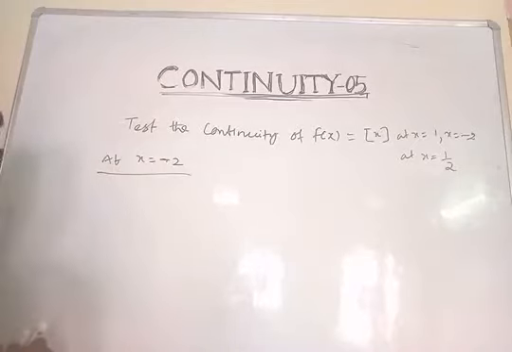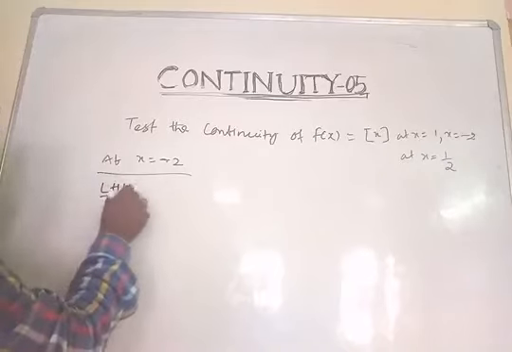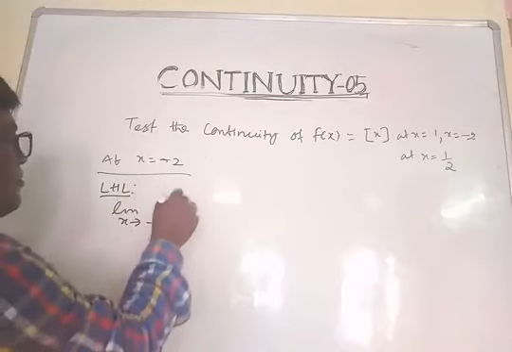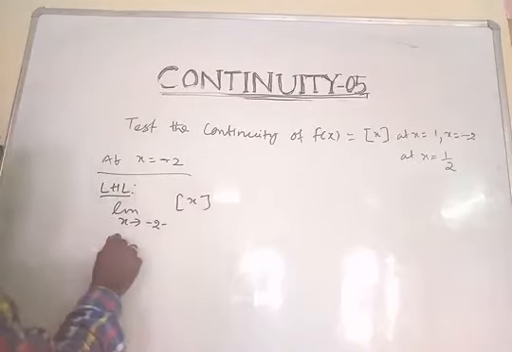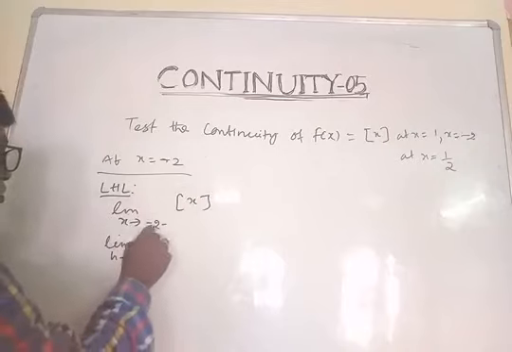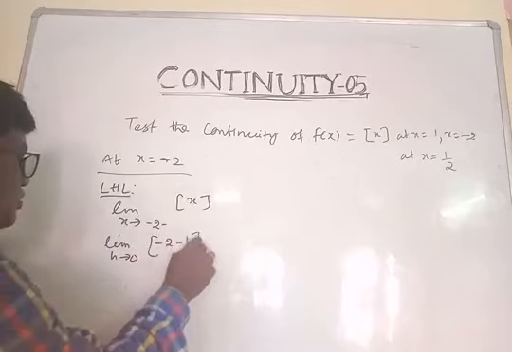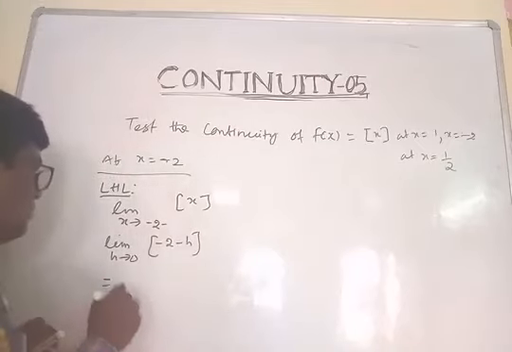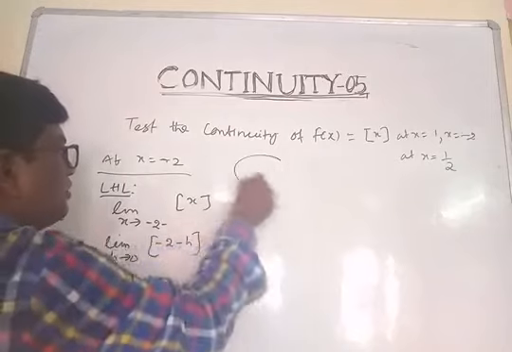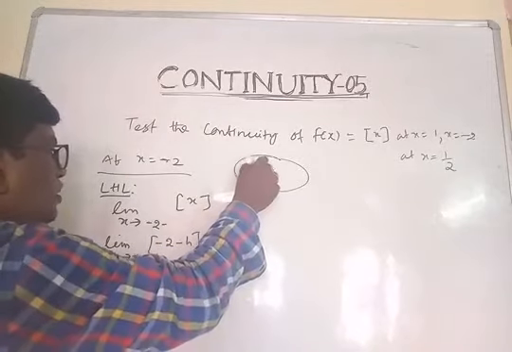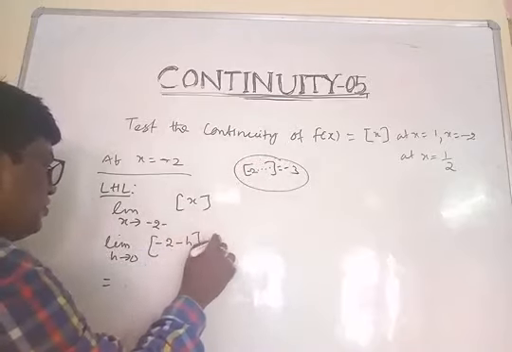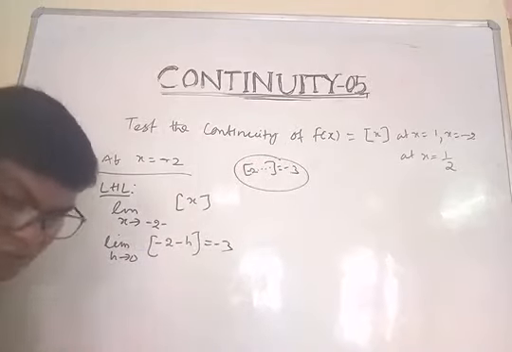So LHL is equal to what? LHL is equal to limit x tends to minus 2 minus of bracketed x, which is limit h tends to 0 of bracketed minus 2 minus h. Minus 2 minus 0 point something means minus 2 point something, bracketed minus 2 point something is equal to what? Minus 3. So this is equal to minus 3.